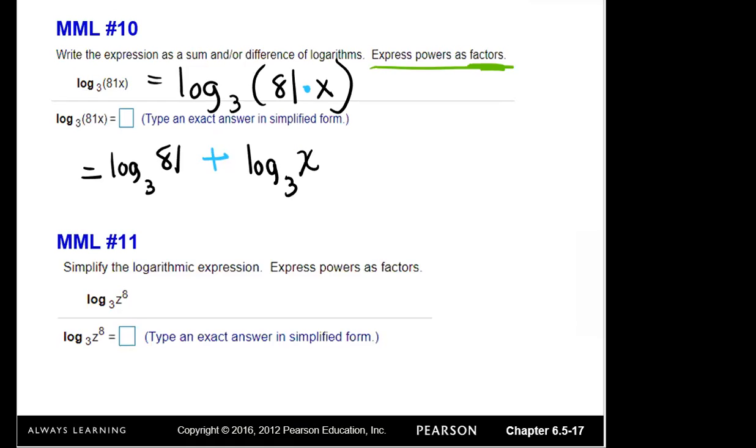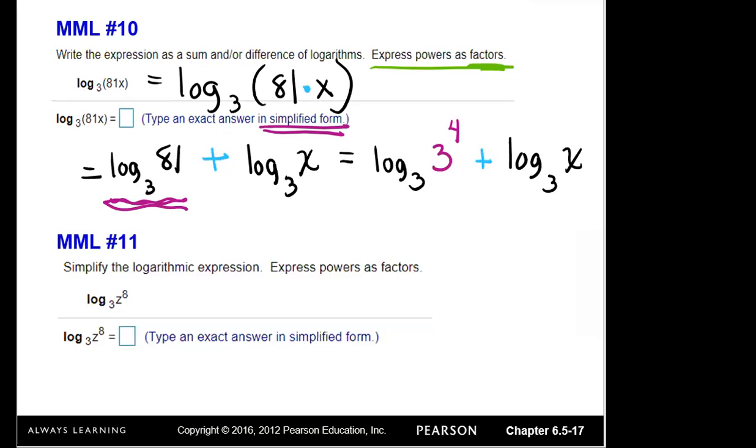Type an exact answer in simplified form. So when they say put it in simplified form, this guy here I can simplify because 81, this is gonna be log base 3, and I'm gonna take the 81 out and make it 3 to the fourth power. So that I can use whatever exponent rule it was, or not exponent rule, logarithm rule. If you have log base 3 of 3 raised to the fourth power, those just cancel out and you're just left with the 4. So my answer will be 4 plus log base 3 of the x.